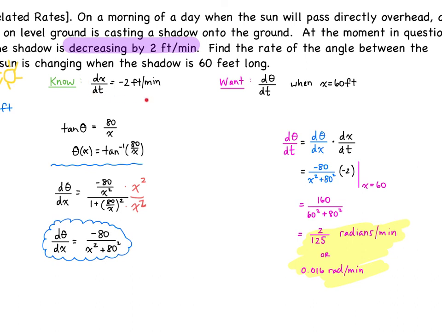We also know dx/dt, the rate at which the shadow is changing, is negative 2 feet per minute, so we make that substitution. And we want to evaluate this when x, the length of our shadow, is 60 feet. We make that substitution and clean everything up, and we get 2 over 125 radians per minute. If we were to throw that onto the calculator, we would get about 0.016 radians per minute.